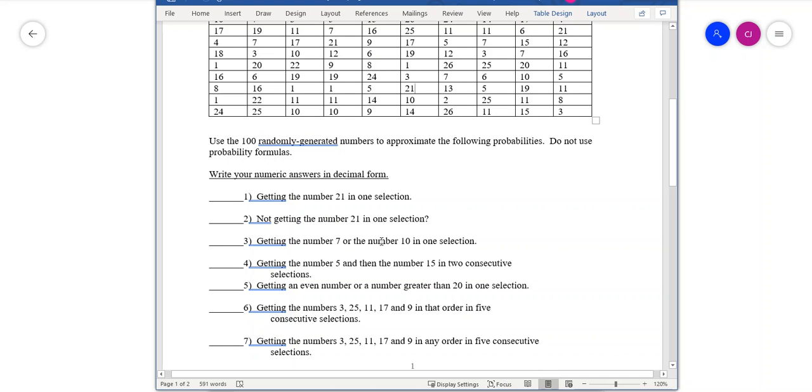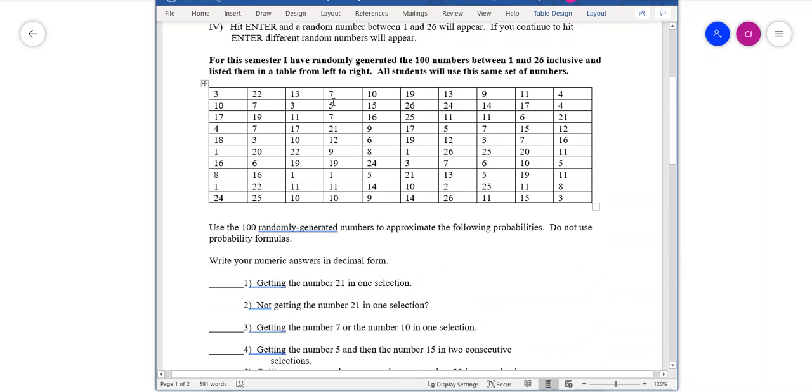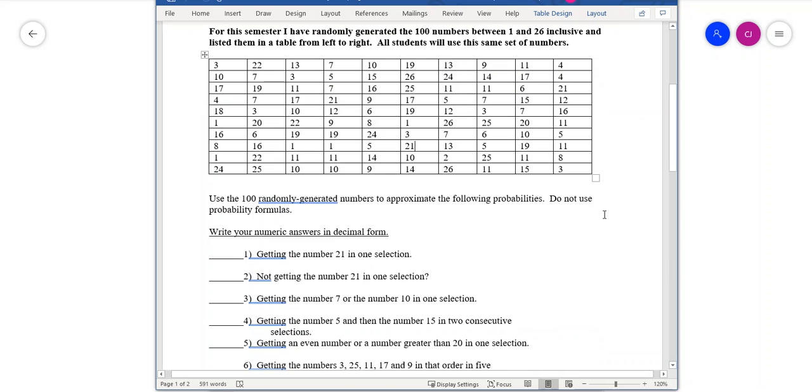You know, what's the odds of getting a 7 or a 10? Well, you got to go through and count up all the 7s and 10s. See, there's like one there, there's there. You got to go through, count up all the 7s and 10s, count up how many you get, divided by 100.